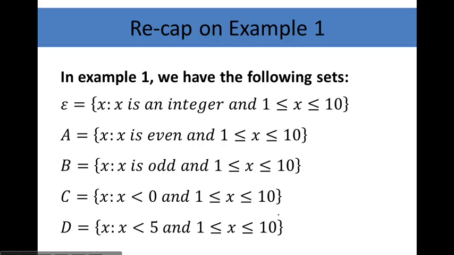One point to take note is that for sets A, B, C, and D, the elements have to be found within the universal set.